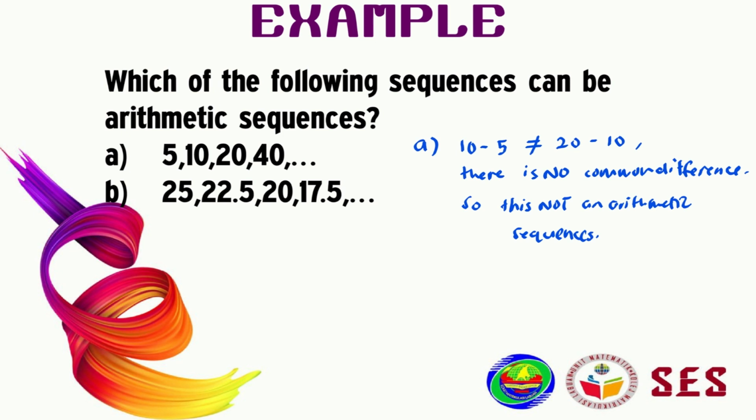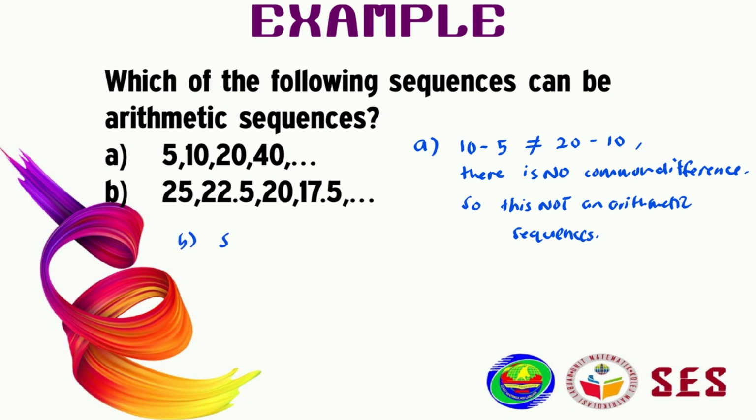It's super easy, right? So, we have here the second term, which is 22.5 minus 25, and we should get negative 2.5. And also 20 take away 22.5, also gets negative 2.5. And don't forget to write your conclusion.